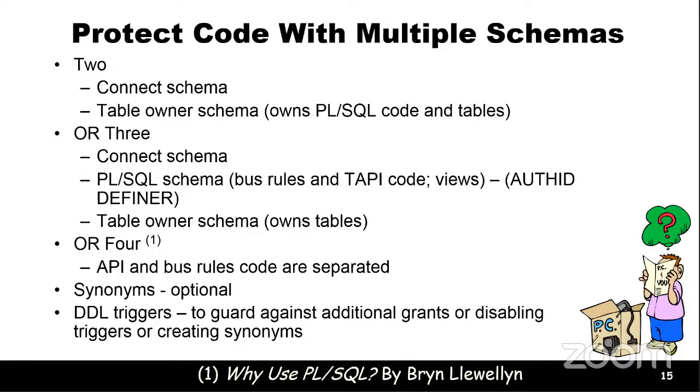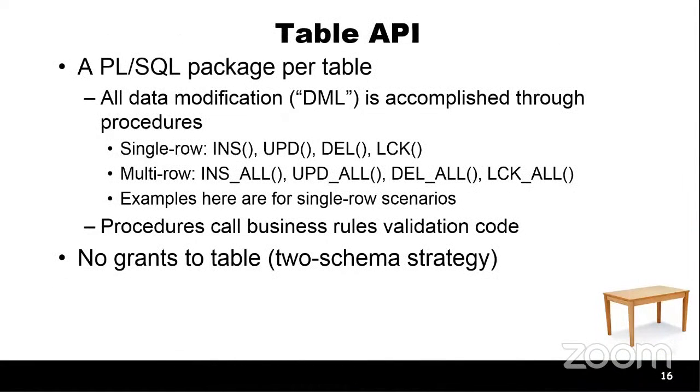So DDL triggers can help with that. And of course, grants, specific grants to specific users are always the best protection. So what is a table API?